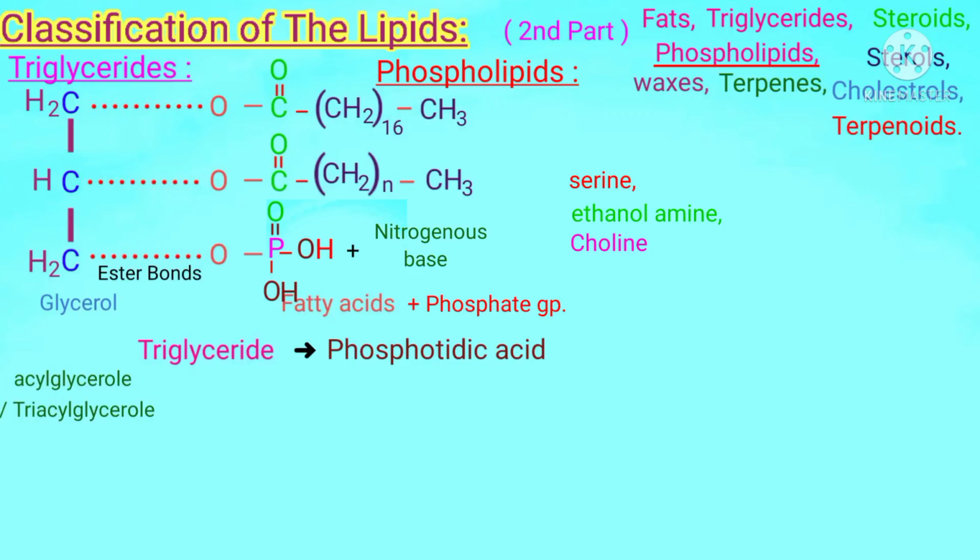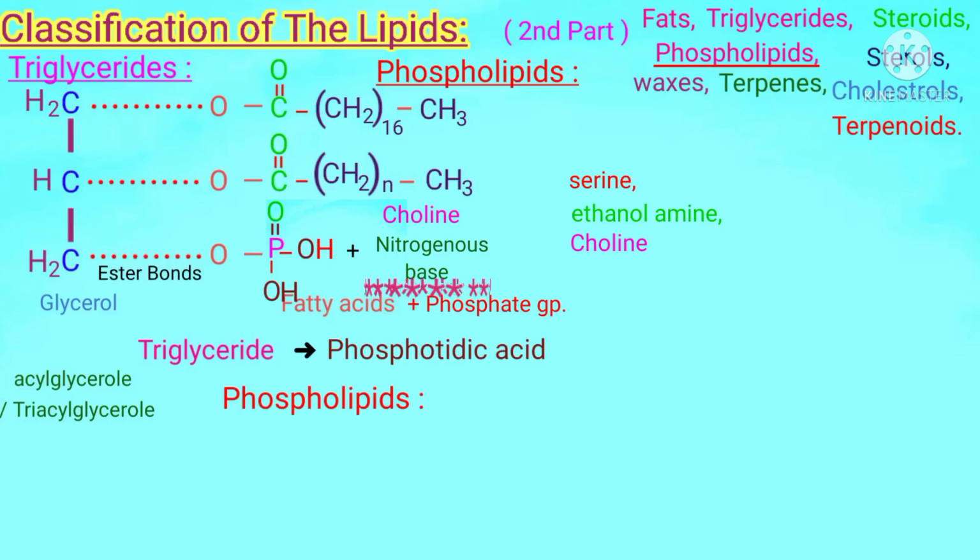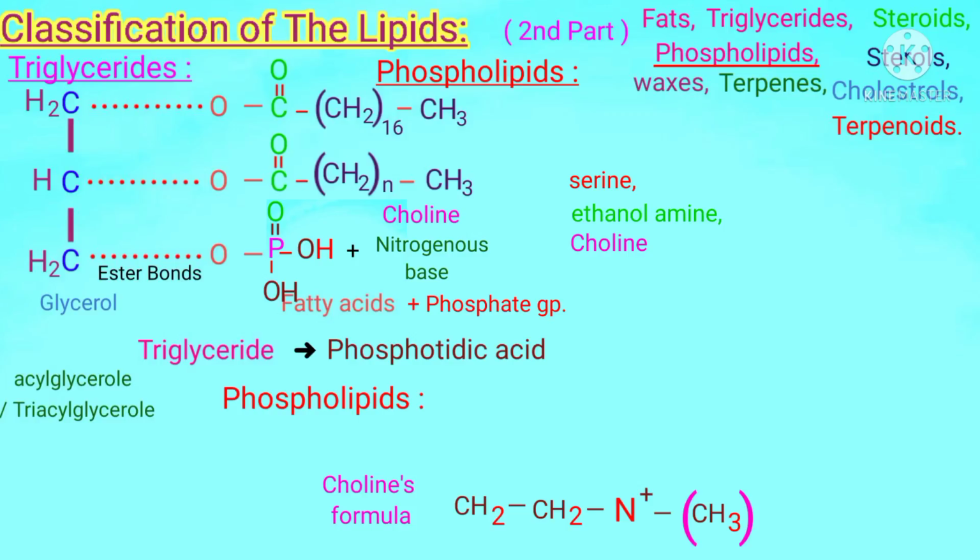Now students, out of these nitrogenous bases, if we take the choline nitrogenous base and join it with phosphatidic acid, then finally we will obtain a phospholipid. Let's see. Students, this is our phosphatidic acid. If we add a choline nitrogenous base here, then we will obtain a phospholipid. Students, the formula of choline is CH2 with a positive charge, CH3. Students, this CH3 will come 3 times, so we can write 3 outside the bracket.